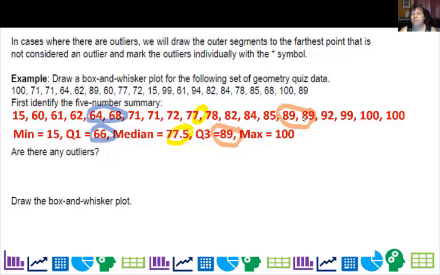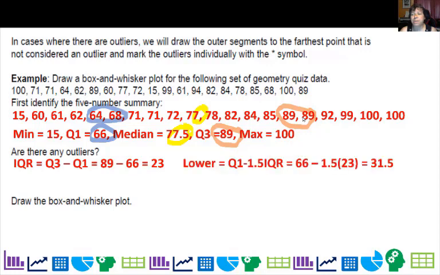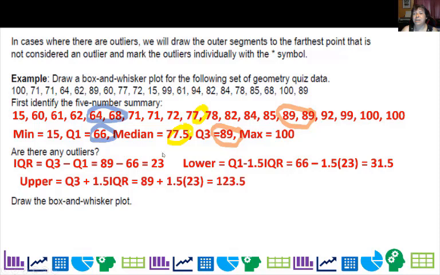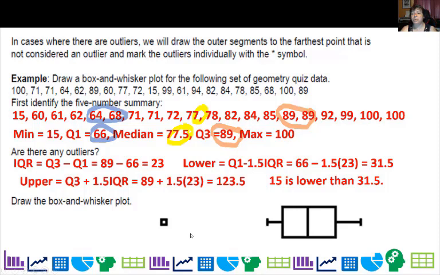Are there any outliers? So first of all, we need to find IQR, which is Q3 minus Q1, and we get 23. For the lower, I'm going to subtract 1.5 times 23 from Q1, so I get 31.5. Are there any points less than 31.5? Well, yes, there are. That 15 is. Now we calculate the upper boundary, and I get 123.5, and there are no points higher than that. 15 is lower than 31.5. There's nothing higher than that. That's our only outlier. So when we have our box and whisker plot here, this is the 15.